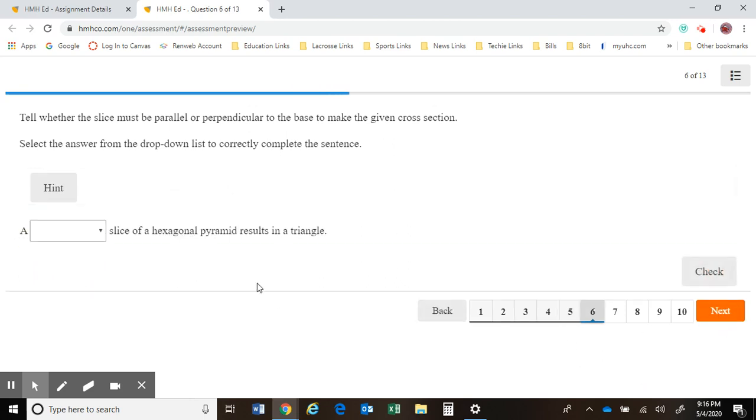And moving on, question number 6. A blank slice of a hexagonal pyramid results in a triangle. Well, if I sliced it parallel, we know it's going to create a hexagon. So this one is perpendicular.